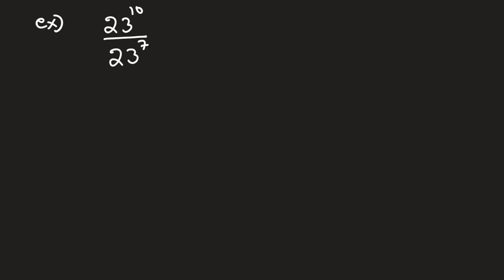The questions that you must ask yourself before solving are: are the bases the same? Yes. And are they divided? Yes. And so when the bases are the same and when they are divided, what do you do with the powers? You subtract them. So it's 23 to the power 10 minus 7, which is 23 to the power 3. So you know how to apply the law now.